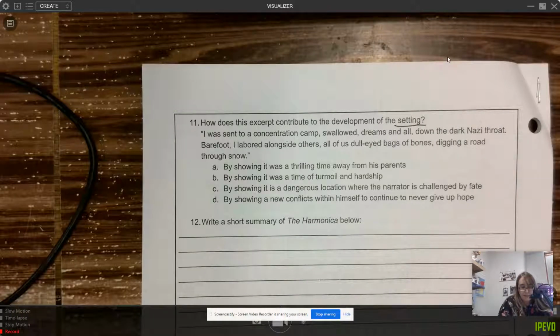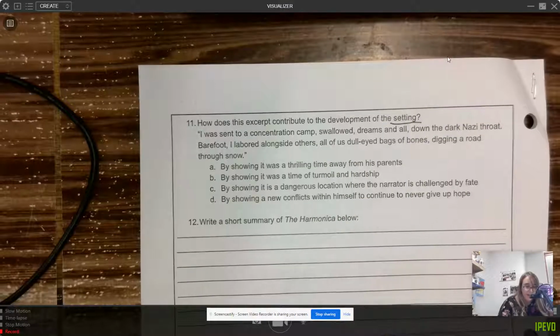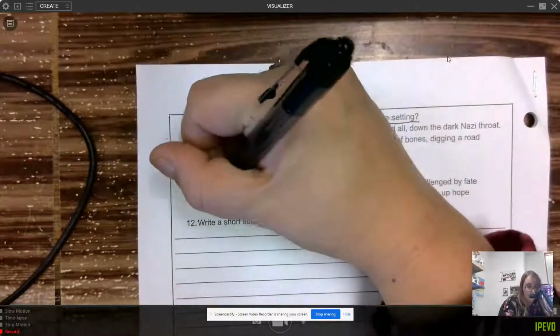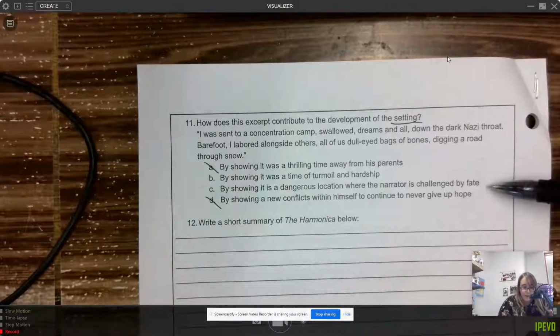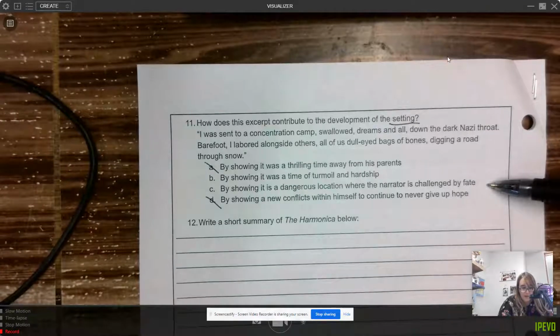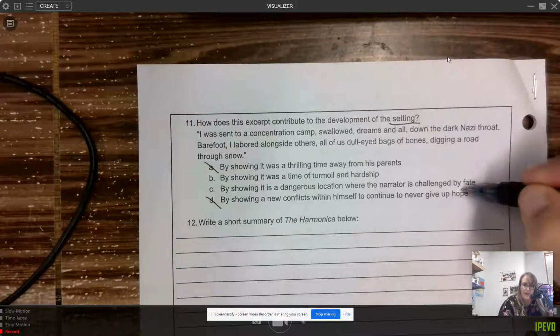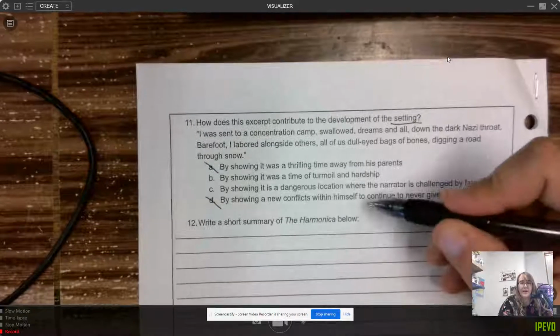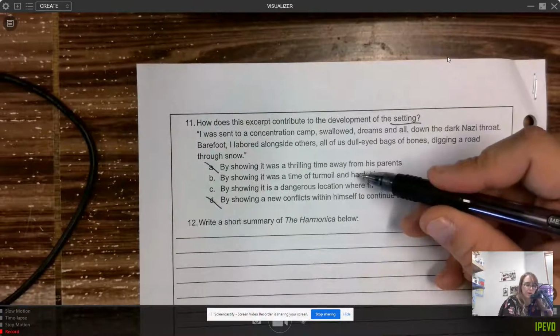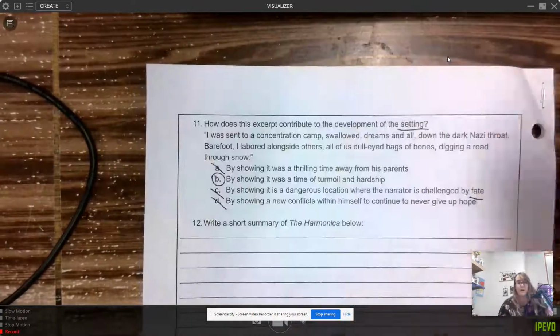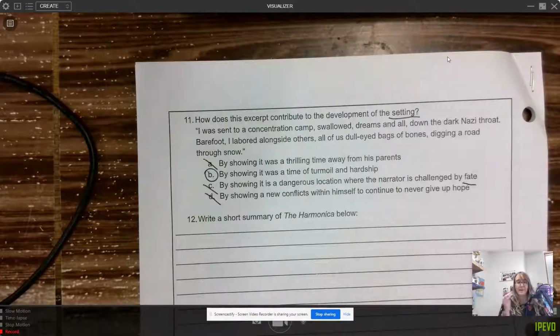By showing it was a thrilling time away from his parents, by showing it was a time of turmoil and hardship, by showing it is a dangerous location where the narrator is challenged by fate, by showing a new conflict within himself to never give up hope. So I don't think it's thrilling, and I don't think it's a new conflict. So dangerous location, I would say yes, where the narrator is challenged by fate. I don't think that he's challenged by his destiny here, but I do think that it's showing it was a time of turmoil and hardship because he had to do those hard things in the winter, right? So the answer would be B.